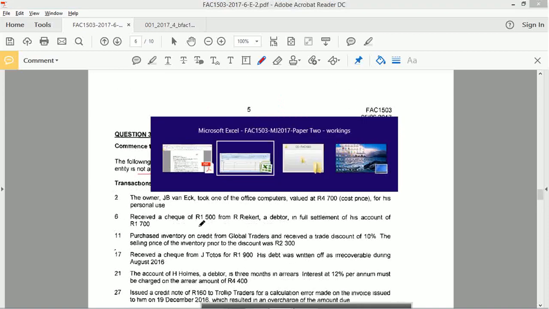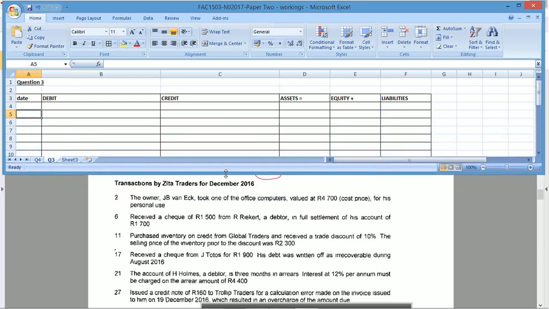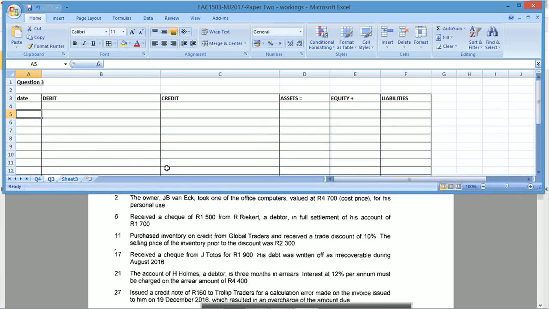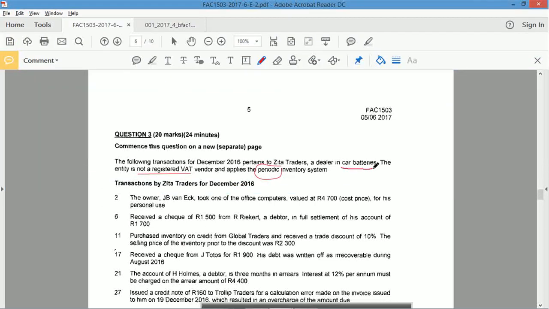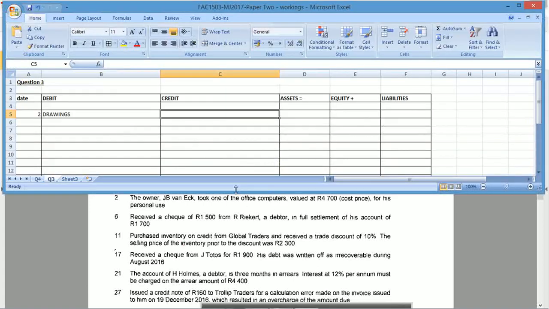Let's go back to the transactions. There's the first one. The owner, J, took one of the office computers valued at 47 cost price for his personal use. As soon as I see the word personal use, I'm thinking drawings. Drawings are always debited, so you would debit the drawings. And what did he take? He took office computers. What business are we in? We're selling car batteries. We're not selling computers. So office computers would be seen as equipment. Bracket, you can even write down office computers if you want to as well.